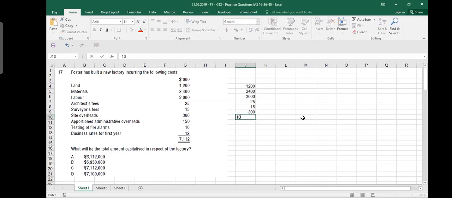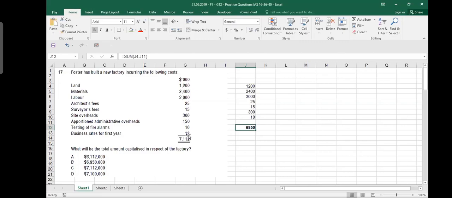Testing of your fire alarm system will also come. But business rates for the first year, if there is any rental charges, they are not part of the construction. Only these will be added. So when you make a total of that, it gives you answer 6950. That should be your answer. 6950, answer choice B. I just excluded two of them.